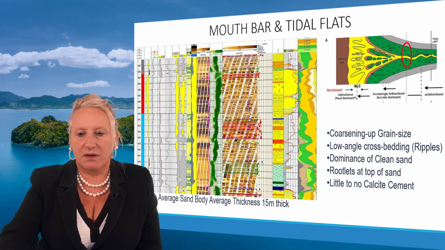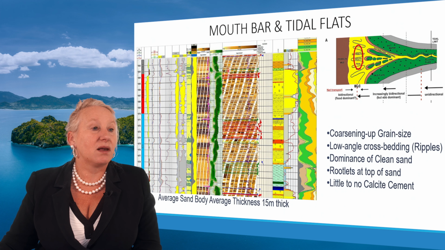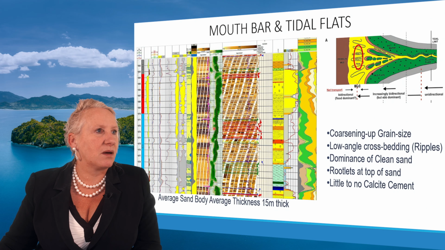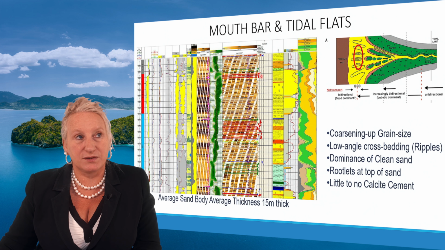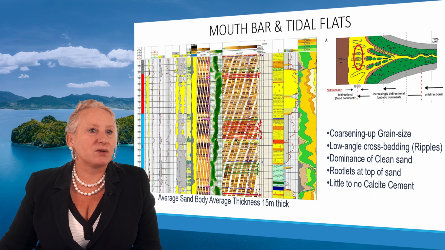And when we look now at the mouth bar down here, where we obviously have introduced the wave energy, we do see these larger 15 meters coarsening up bodies based on the NMR. We do see some cross bedding or low angle ripples at the top, but obviously you could, as I mentioned, have some wave activity there. It is clean sand towards the top, and we have rootlets of maybe abandonment of these wave bars, these mouth bars. But in this case, little to no calcite in this area.